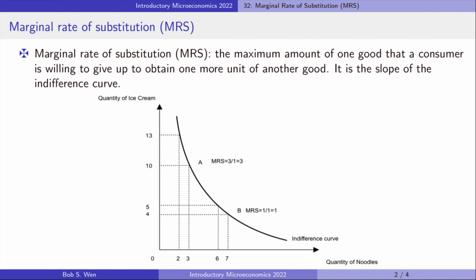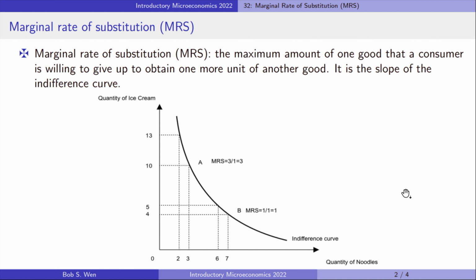The slope at any point on an indifference curve equals the rate at which the consumer is willing to substitute one good for the other. This rate is called the marginal rate of substitution, MRS. It is the maximum amount of one good that a consumer will sacrifice to obtain one more unit of another good. In our example, the marginal rate of substitution measures how many ice cream cones the consumer is willing to give up to get one more bowl of noodles.